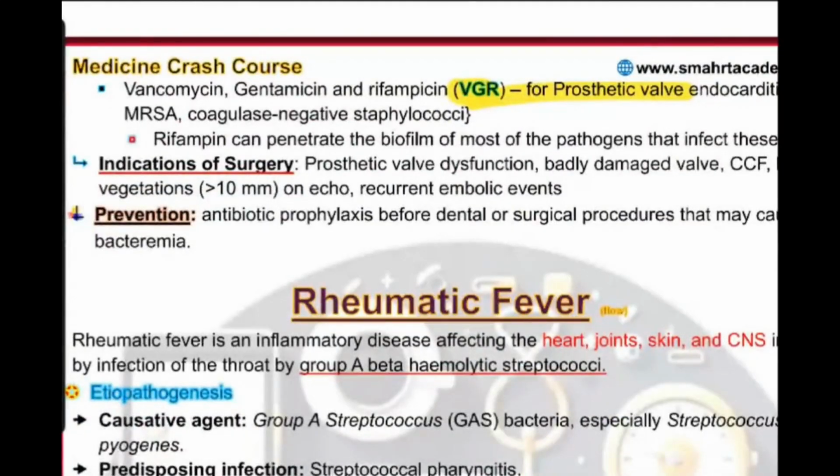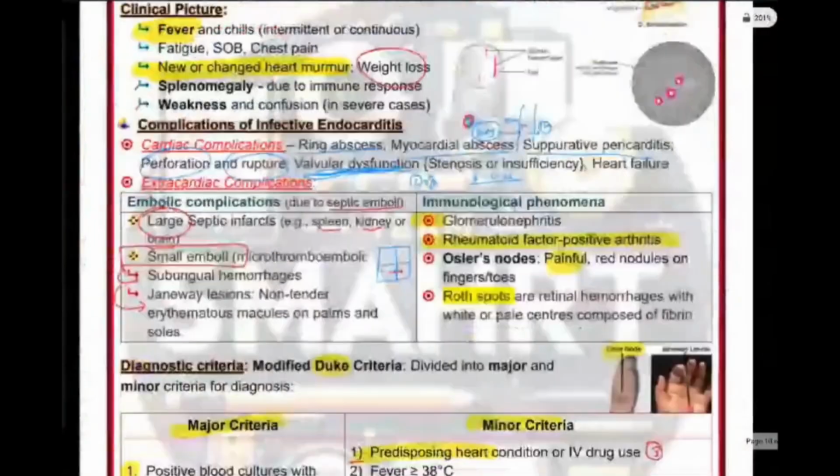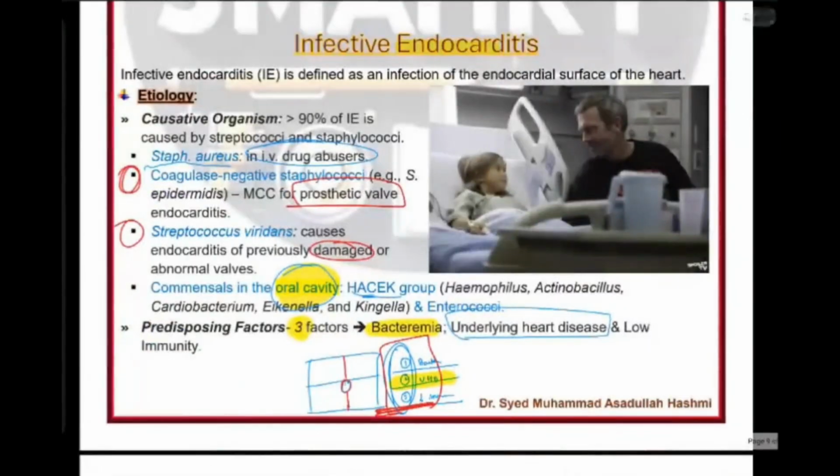How can we prevent this? Antibiotic prophylaxis should be done whenever you are doing dental surgery or any type of surgical procedure. Antibiotic prophylaxis can prevent infective endocarditis. Okay, this is about infective endocarditis. Any doubts in this? Any doubts? No?